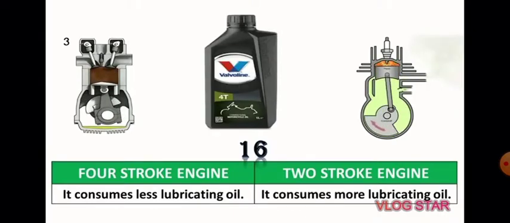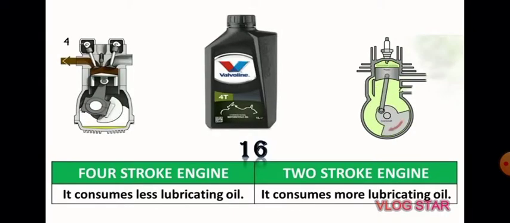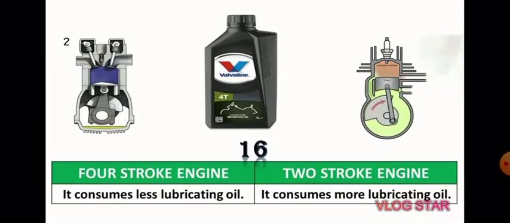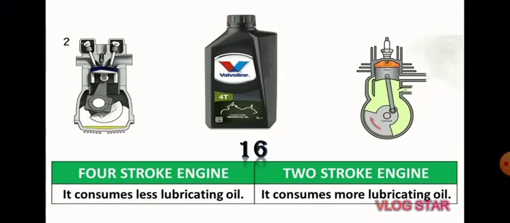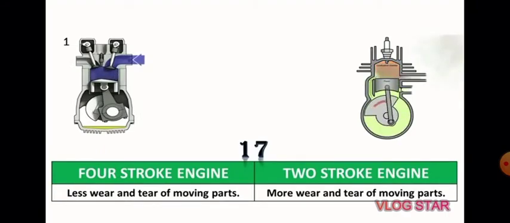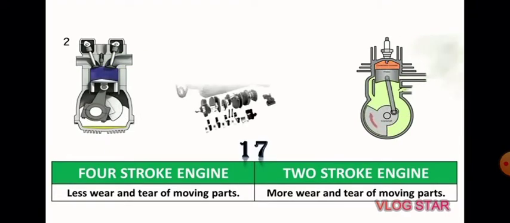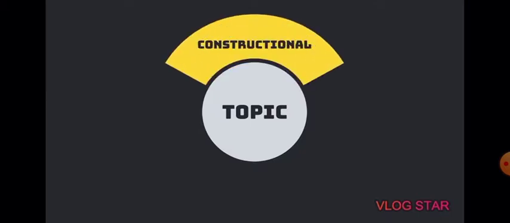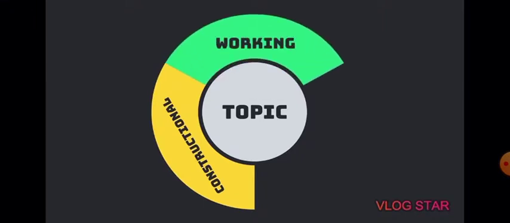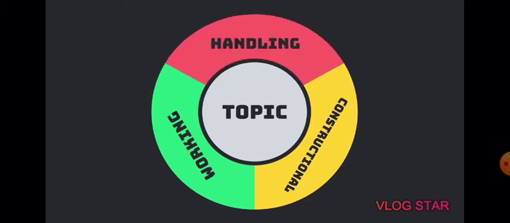A four-stroke engine consumes less lubricating oil as compared to the two-stroke engine. The lubricating oil consumption in the two-stroke engine is much more as compared to four-stroke. The four-stroke engine has less wear and tear of the moving parts since it has a good lubricating system. Now on the basis of this, we can divide the differences into three parts. The first is constructional, the second is working, and the third is handling. So on the basis of this, we'll discuss the differences in a summarized manner.